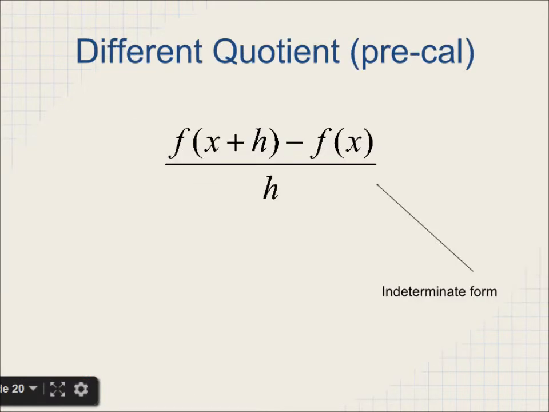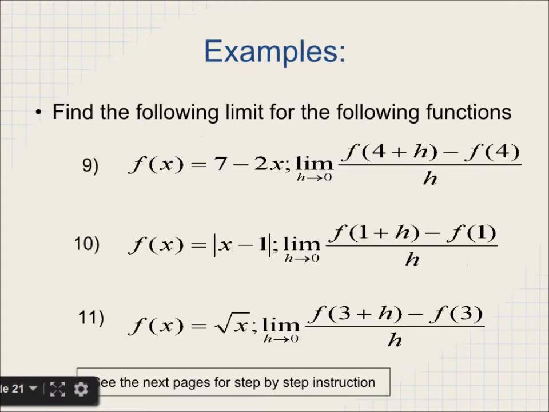So here is the indeterminate form. Find the following limit for the following function. f(x) is equal to 7 minus 2x. Limit as h goes to 0 of f(4 plus h) minus f(4), divided by h. So let's see how we can calculate this.